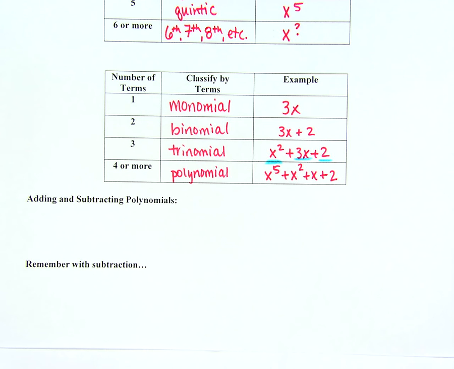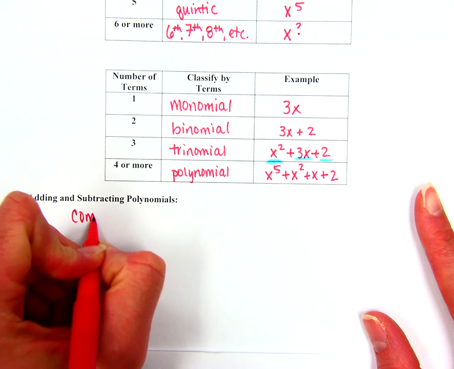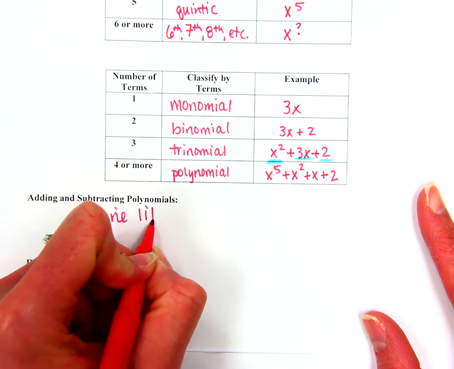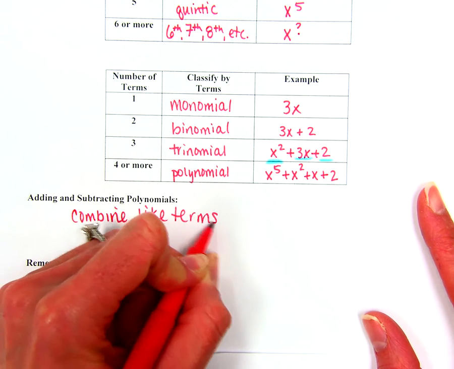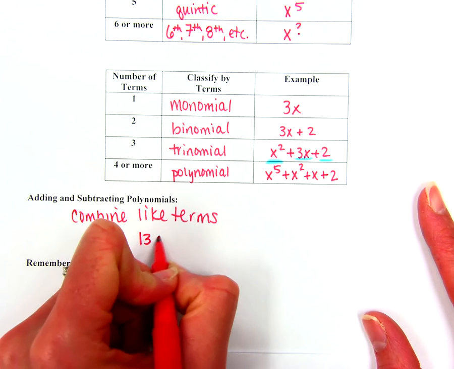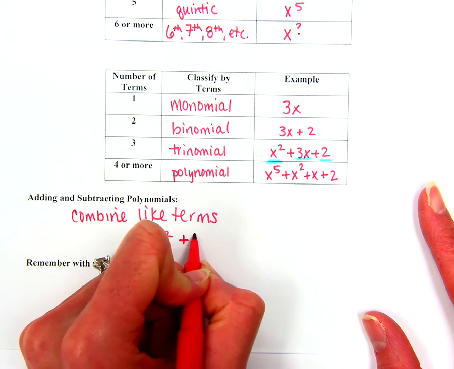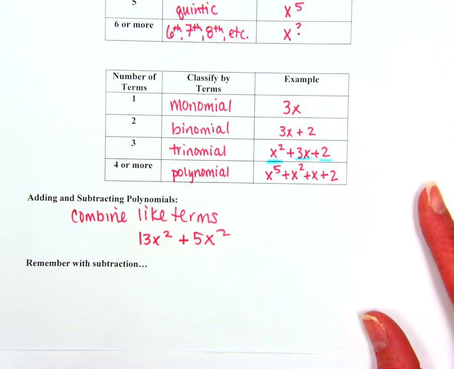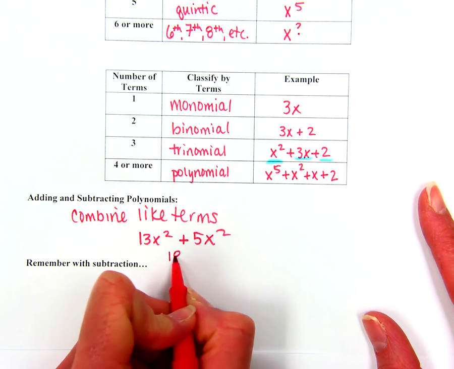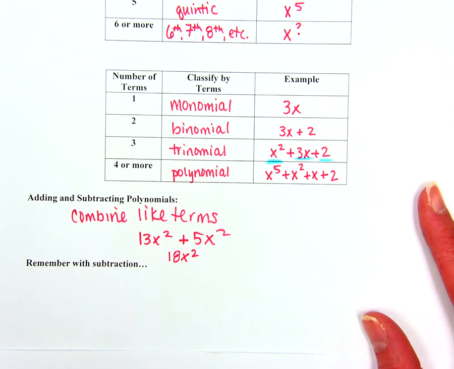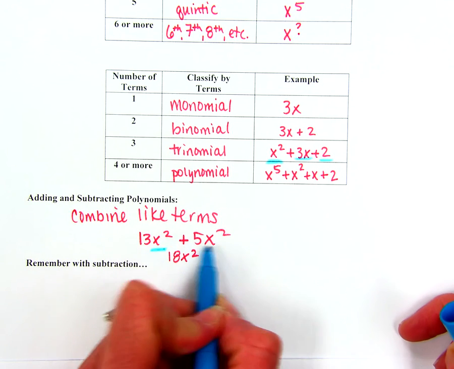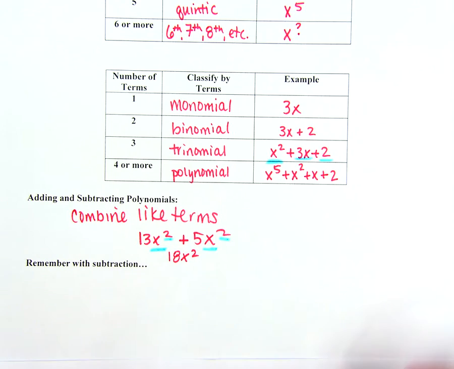All right, so things to remember when you're adding and subtracting polynomials: make sure that you combine your like terms. For example, like terms would be 13x squared and 5x squared. Those could add together to give you 18x squared. The reason why they're like terms is because they have the same variable part and also the same exponent.